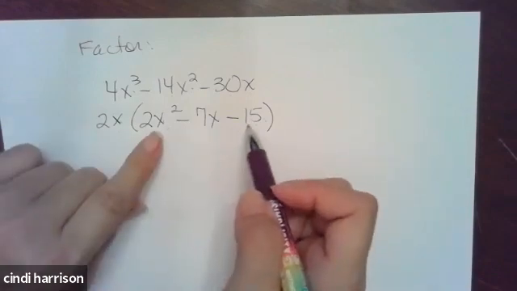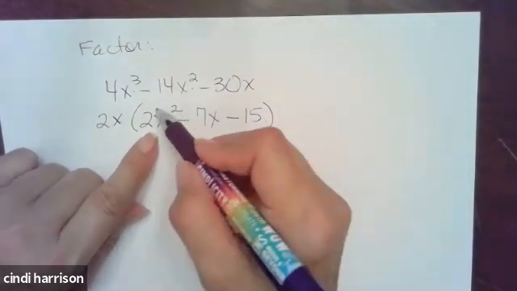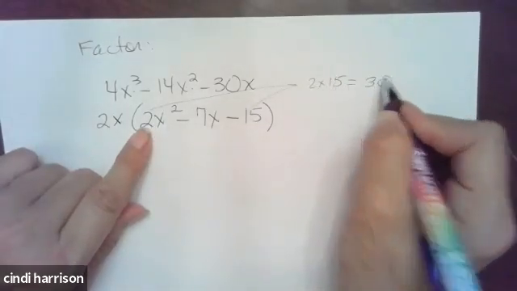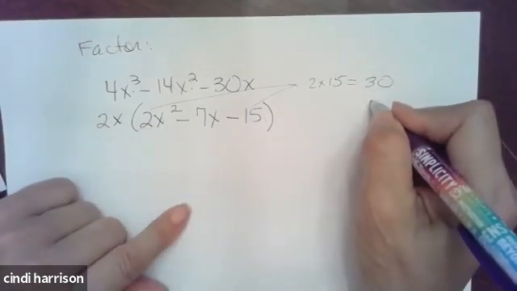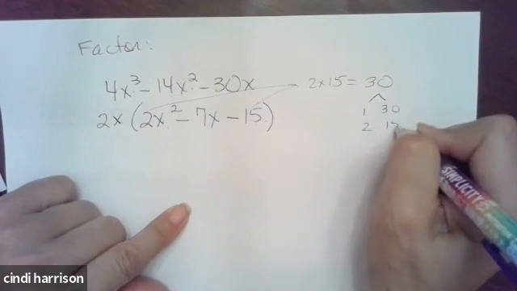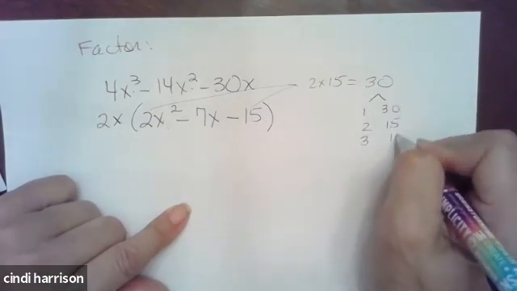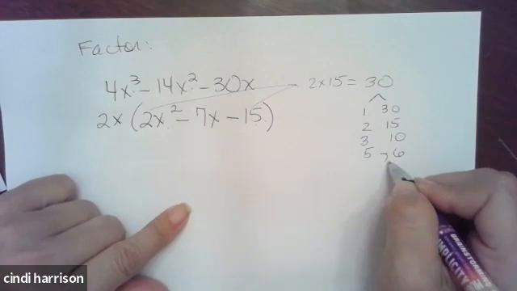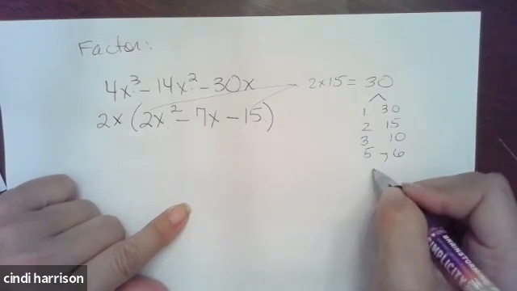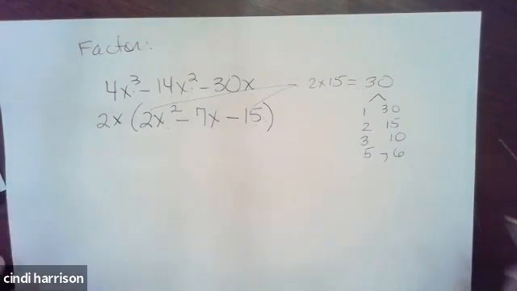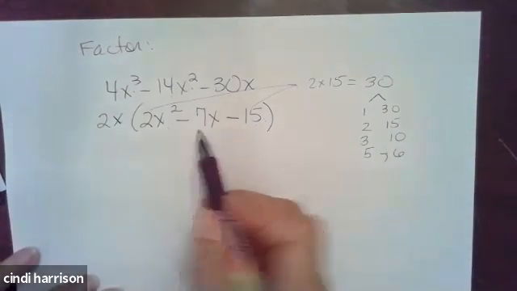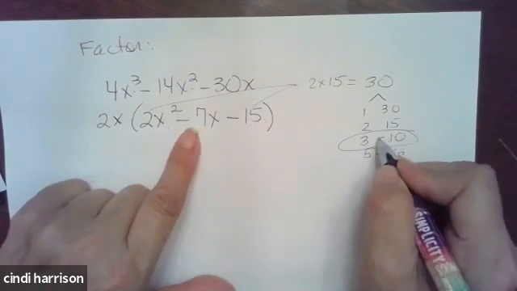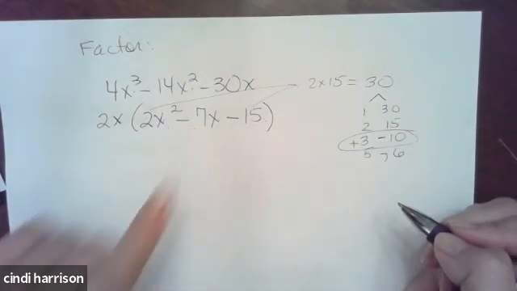Now we need to see if we can factor this trinomial further. So the way we do that is we multiply the 2 times the 15, and then list the factor pairs of 30. So that's 1 and 30, 2 and 15, 3 and 10, 5 and 6. That should be a comma. And let's see, is that all? I think that's it. So we need the pair that combines to give us 7, and that would be 10 and 3. To be a negative 7, it would need to be a negative 10 and a positive 3.